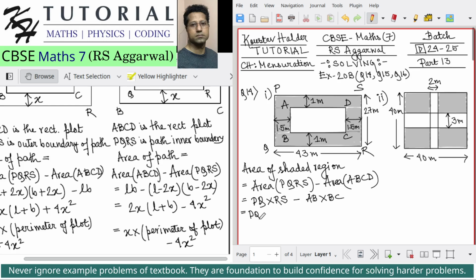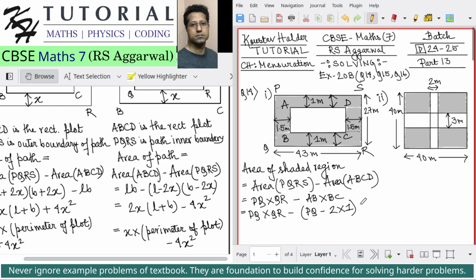Now, the lengths of PQ and QR are already given in the figure. Okay. Now, what is AB? AB will be PQ minus 2 into the width of the shaded region vertically. This width is given to be 1 meter. So, AB will be PQ minus 2 into 1.